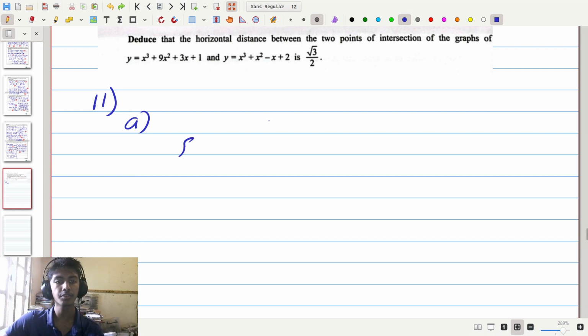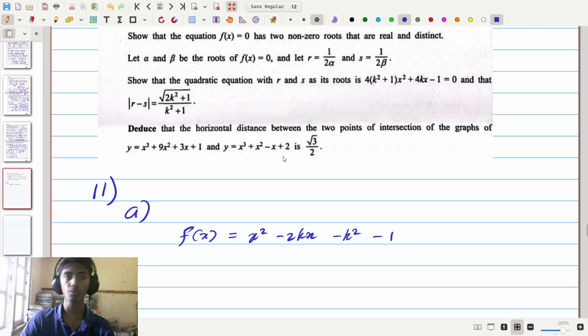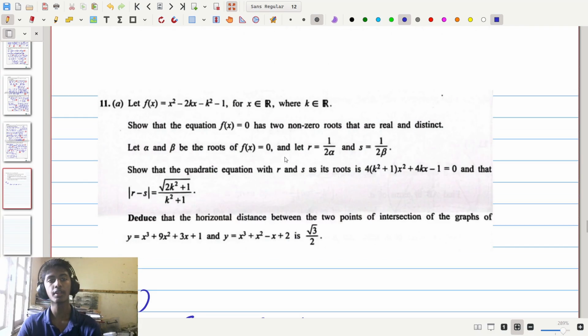So f(x) is equal to x squared minus 2kx minus k squared minus 1 for x an element of the real numbers and for some k an element of the real numbers. So we are asked to show that the equation has two non-zero roots that are real and distinct.